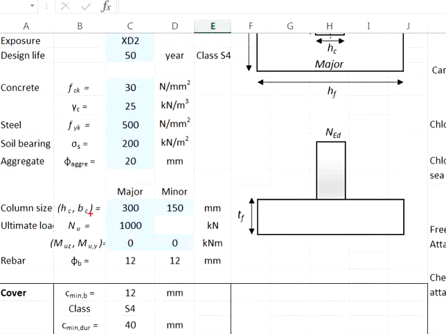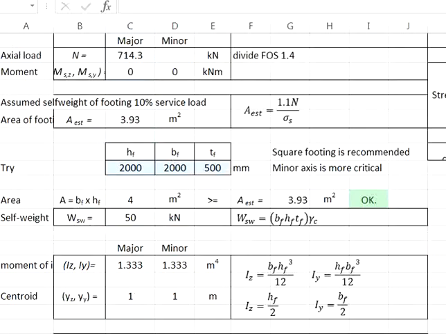Since we only have the axial load without any moment, that means a square footing is recommended, assuming that the stress is equally distributed throughout the entire contact surface area of the footing. Let's say now we propose to use 2 meters times 2 meters length and width of the foundations. And then we can propose a suitable thickness of the foundations. For example, 500 mm or maybe 400 mm.